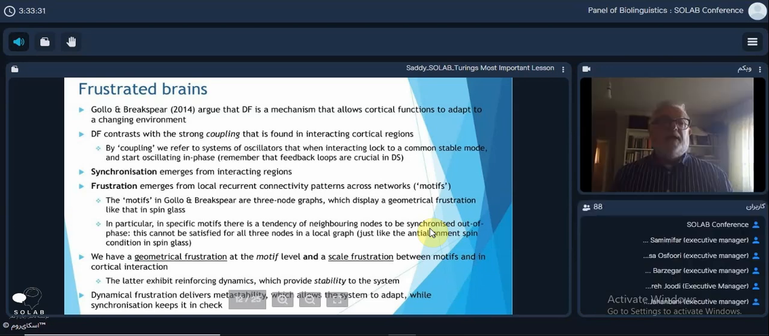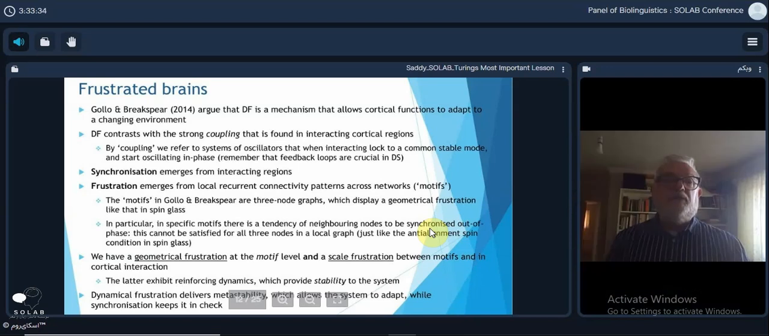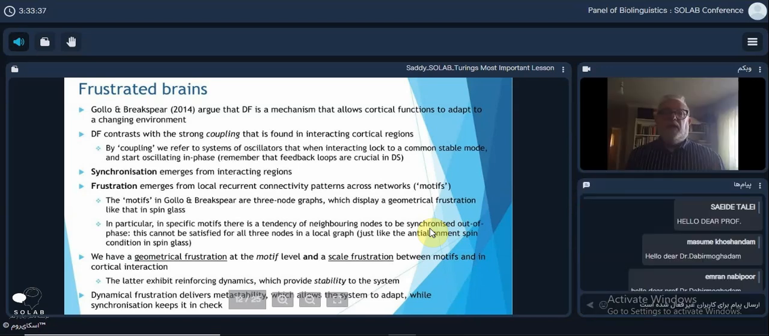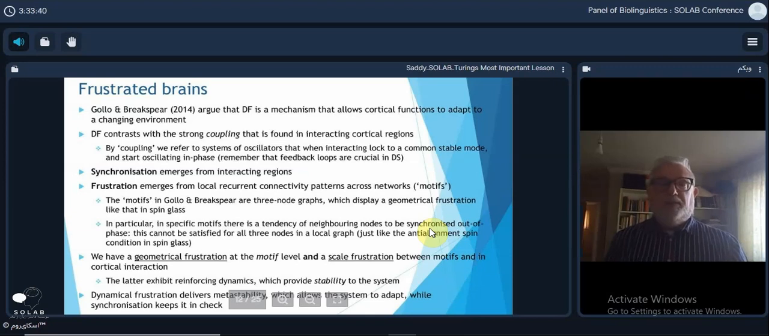They use basically 3-node graphs to characterize the motifs. And you have exactly the same kind of geometric frustration that we saw in spin glasses. In particular, in these motifs, there's a tendency for neighboring nodes to be synchronized out of phase, and this can't be satisfied for all 3 nodes in a local graph, and so then we have a problem. We have geometrical frustration at the motif level and scale frustration between motifs in cortical interaction. Here we see reinforcing dynamics, which provide stability to the system, and frustrated dynamics, which provide instability or metastability.